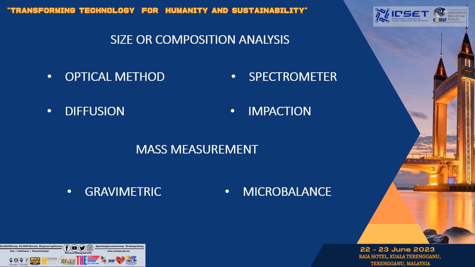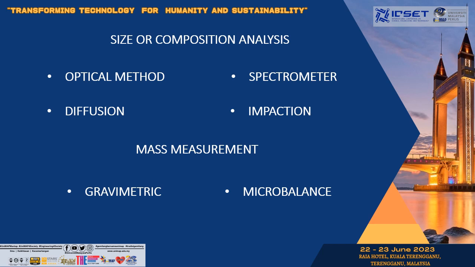In terms of size or composition analysis, methods such as optical, diffusion, spectrometer, and also ionization allow for detailed analysis of the characteristics of particulate matter, such as identifying different particle sizes and determining the chemical composition of particles.